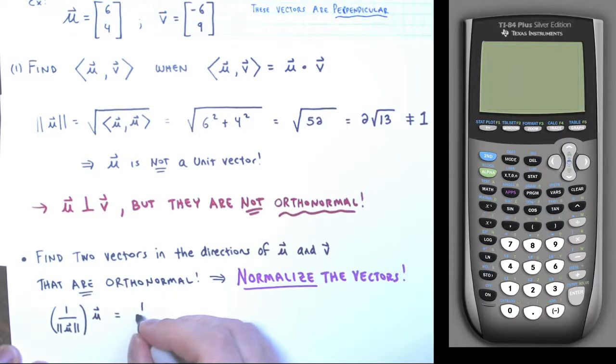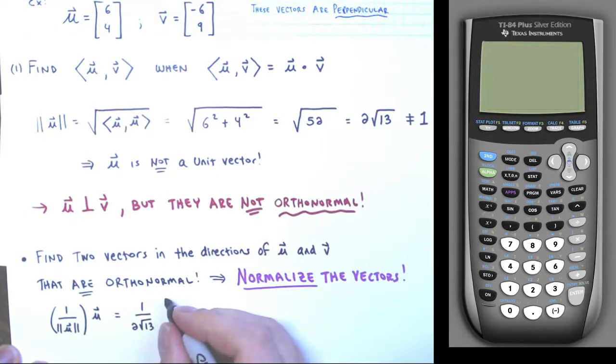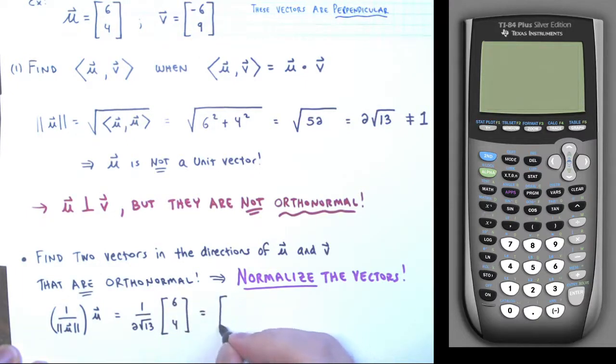So this is 1 over 2 times the square root of 13 times the vector 6, 4. When I multiply these, I get 3 over the square root of 13, and if you want to rationalize that, make it 3 root 13 over 13, go ahead. And then multiplying these two, 2 goes into 4 twice, that's 2 over the square root of 13.